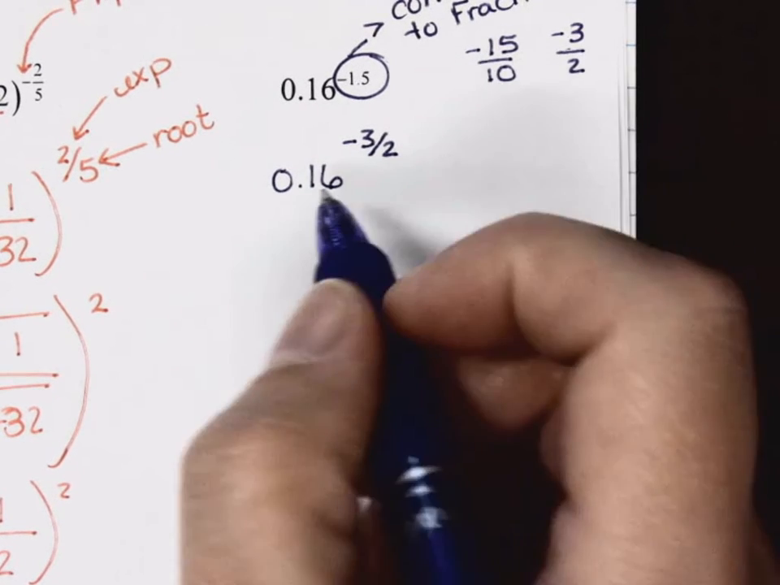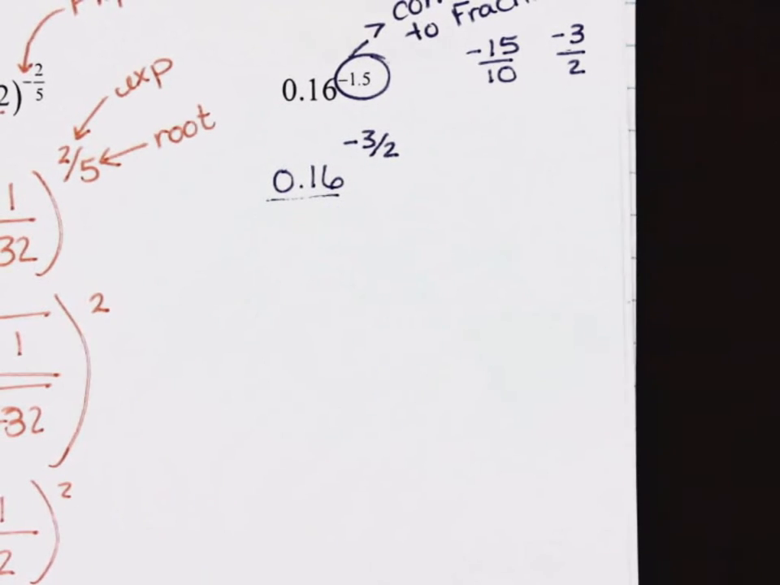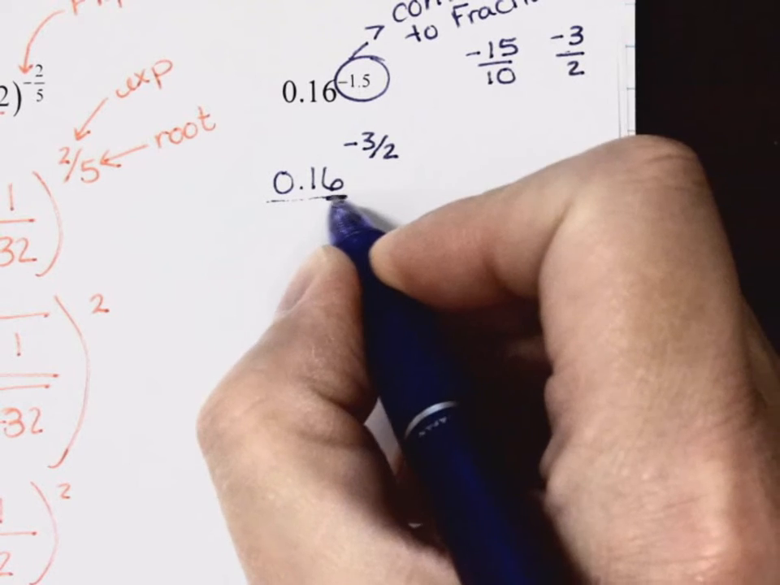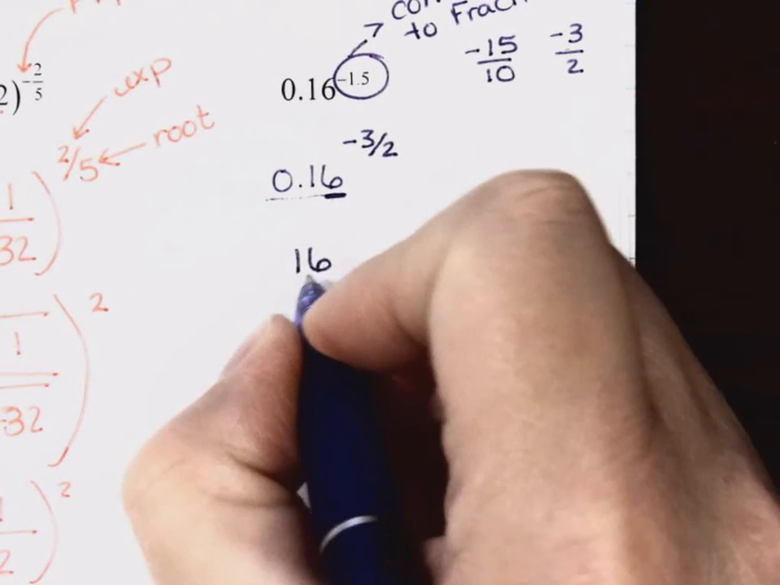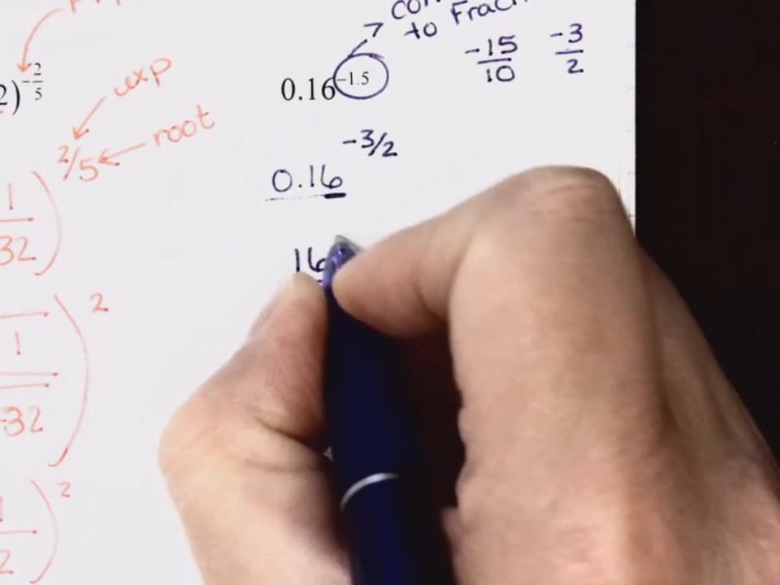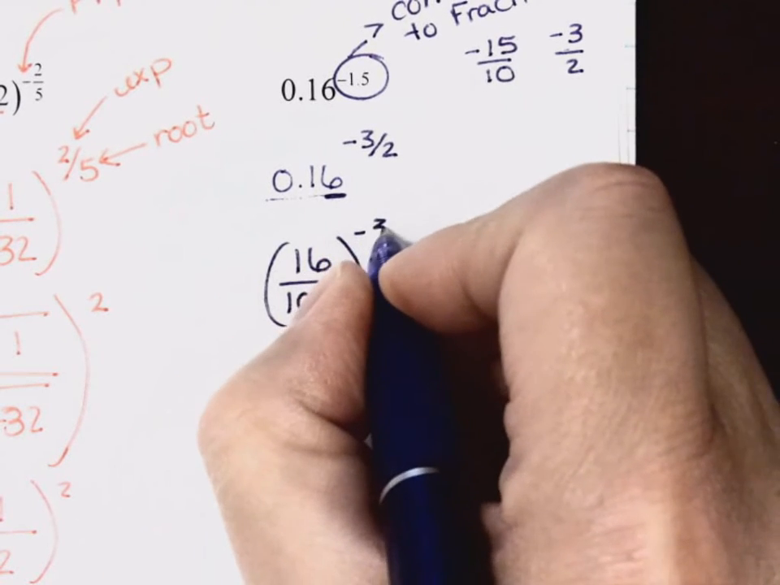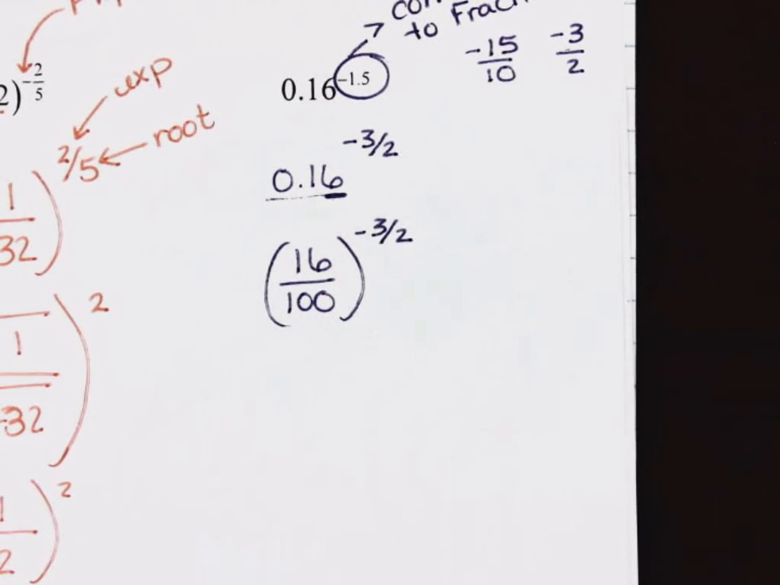But what would this be as a fraction? Your base number as a fraction? 16 over 10. Nope. What place value is that 6 in? The hundredths. So it's going to be 16 over 100 to the exponent negative 3 over 2. Still no. What? No.